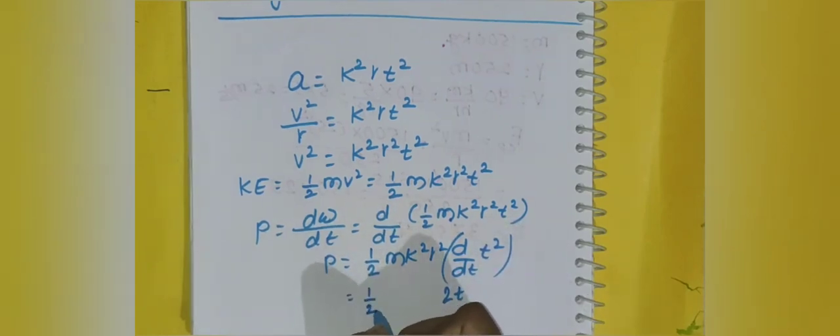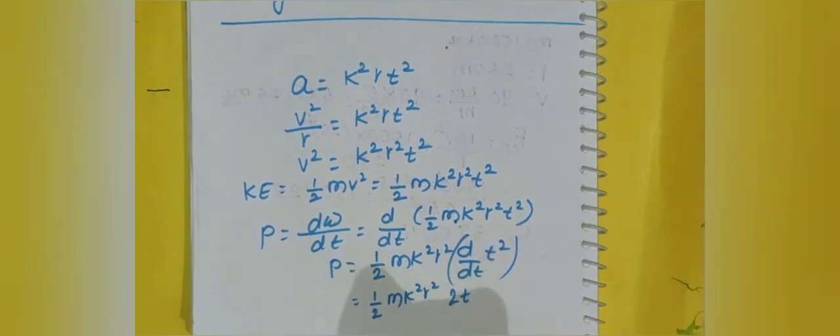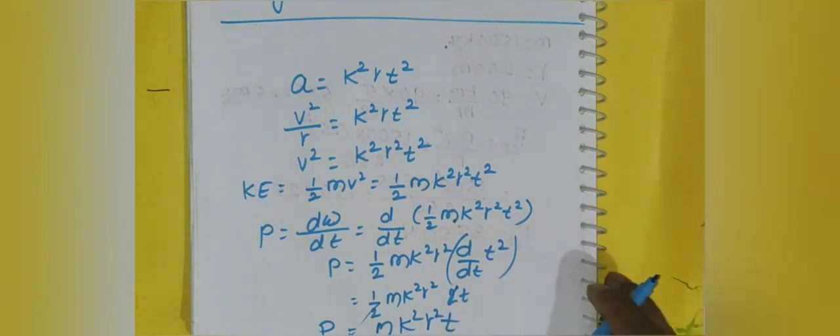So this constant value is here, half m k square r square. Now you can cancel the 2 and this 2. So our answer is m k square r square t. So this is our answer: P is equal to m k square r square t.